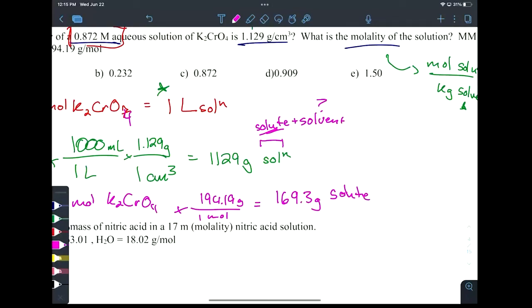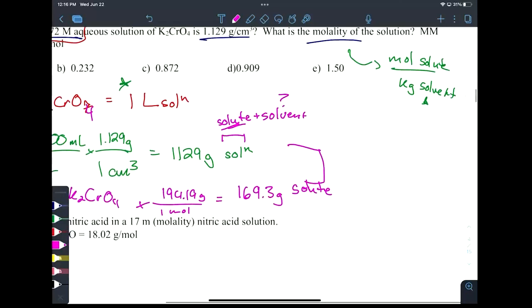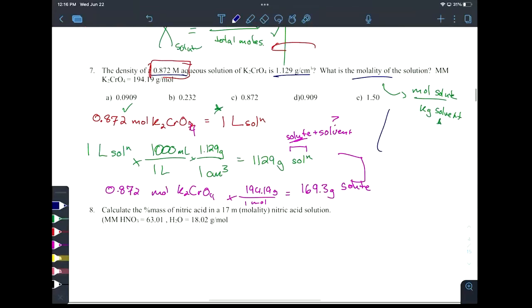So if we compare these two numbers, how much solvent do I have? It's just the difference. You see that? And that's the number that goes in the denominator. All right, so putting it all together, that molality equation is 0.872 moles over 1129 minus 169.3, and that's divided by 1,000. I think that's the answer, whatever that is. I think the answer is D. Cool.